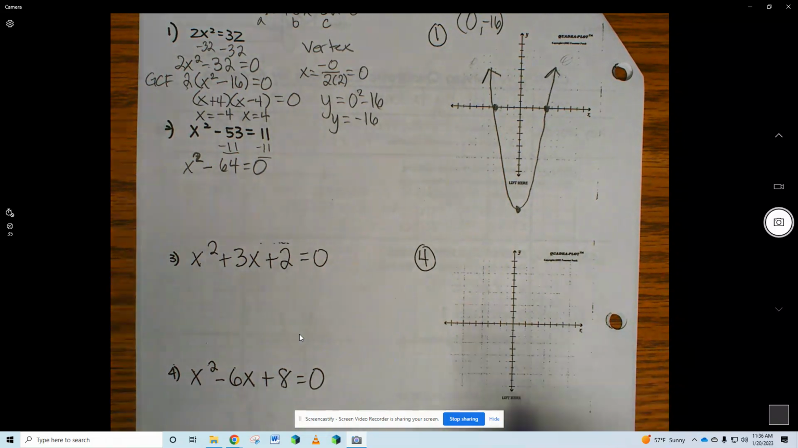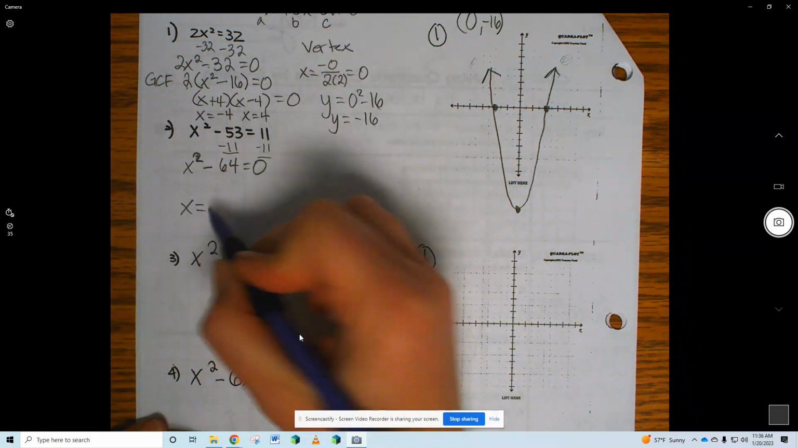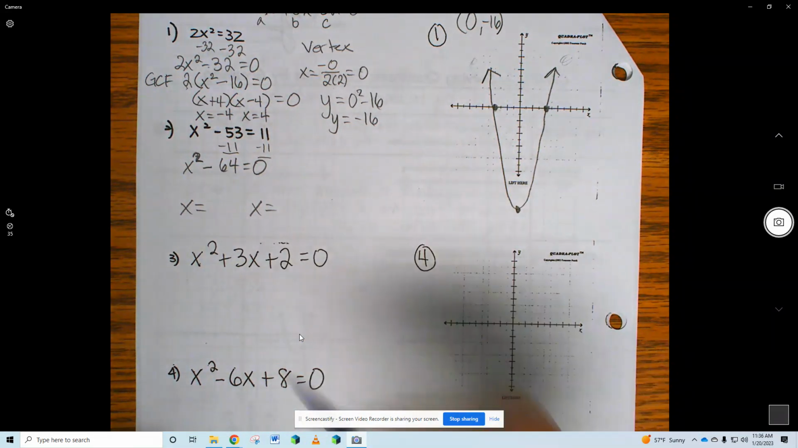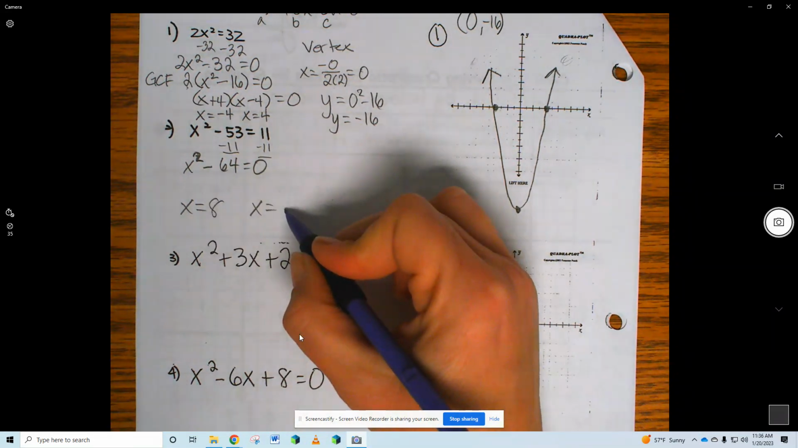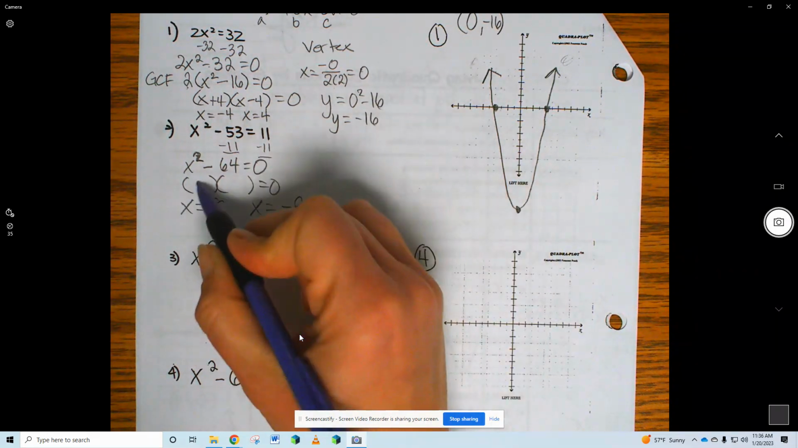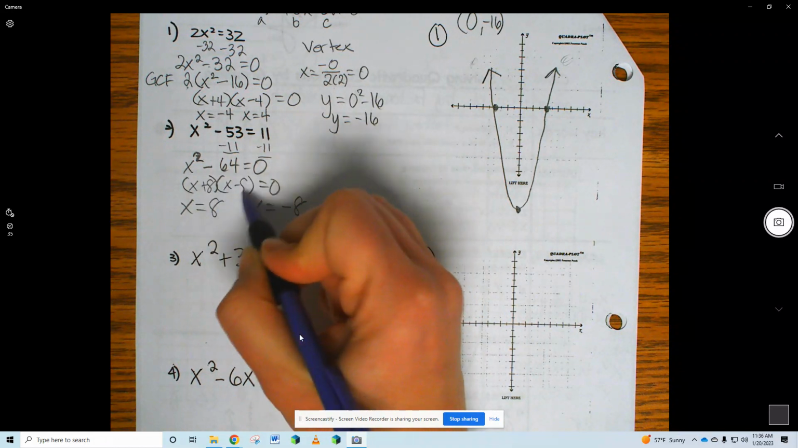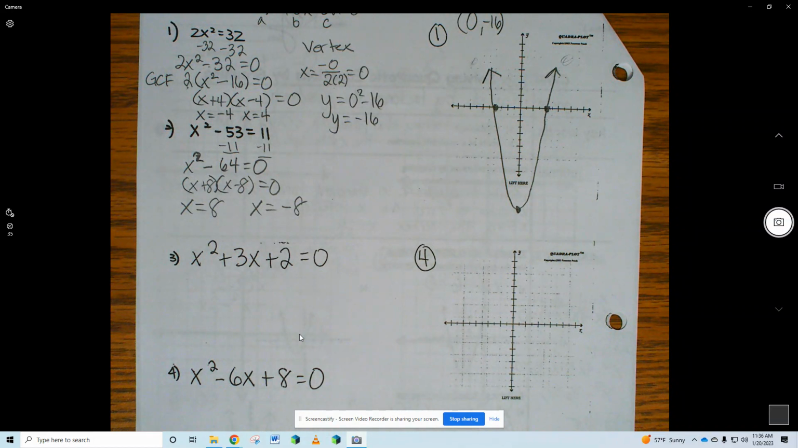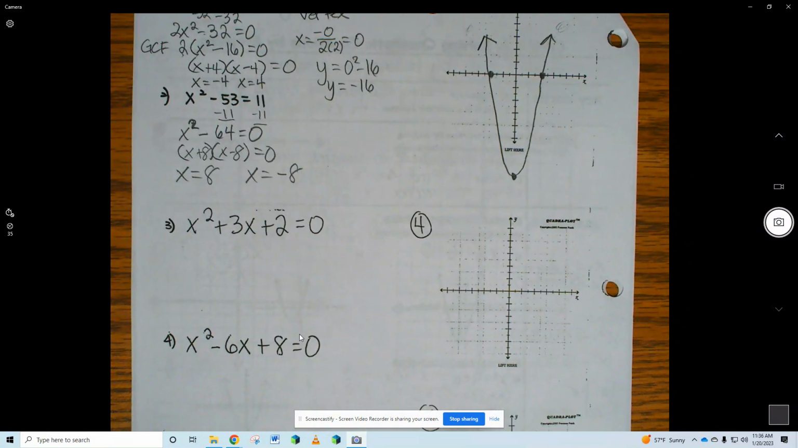And then plot your 2. Oh, we don't have to graph number 3. Never mind. Yay. Just find the 2 answers. x equals what and x equals what? For number 2, we don't have to graph. 8. And? Negative 8, because it was x plus 8, x minus 8, right? You can do the x equals. You can skip.